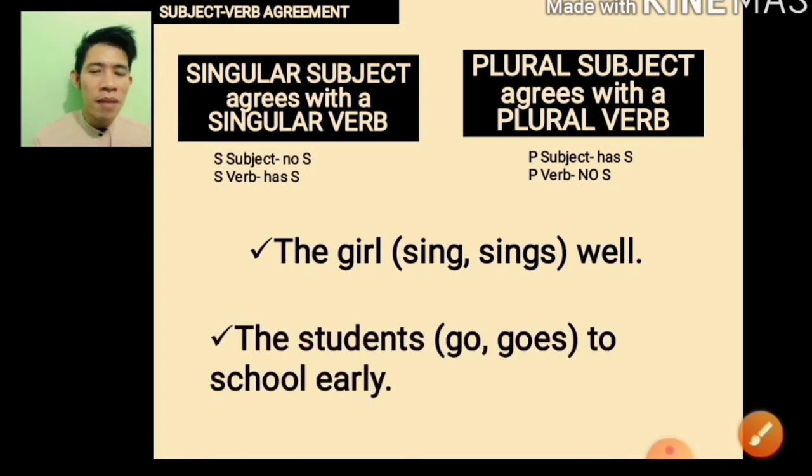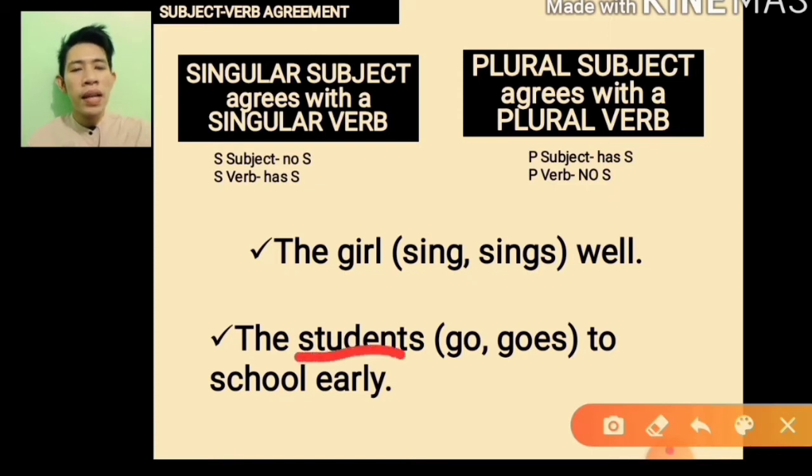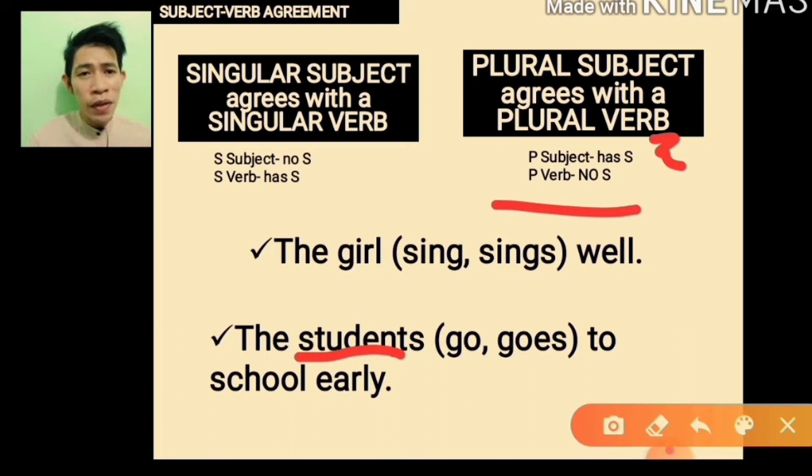Let's take this example. The students goes to school early. Look for our subject. Where is our subject? Correct. That is students. So, plural ang students natin. That's why meron siyang S dito. So, the verb has no S. Walang S dapat sa verb. So, the correct answer is go.